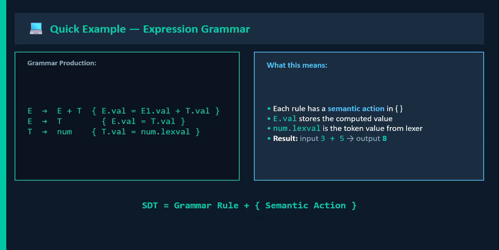Example. Let's see a quick example with the expression grammar. Look at this rule: E gives E plus T, with the semantic action E.val = E1.val + T.val. This means whenever we see an addition, we compute the value by adding the left and right parts. The val attribute stores the result and num.lexval holds the actual number from the lexer. So for input 3 plus 5, the parser applies these rules, the semantic actions fire, and the output is 8. That's SDT in action: grammar rule plus semantic action.